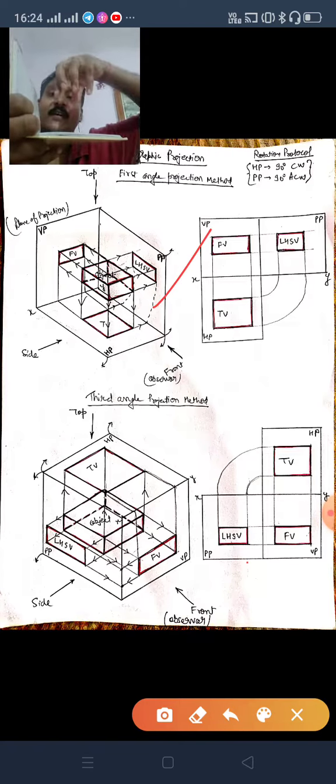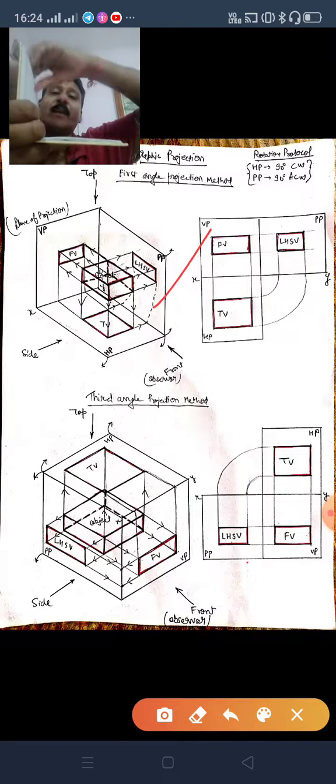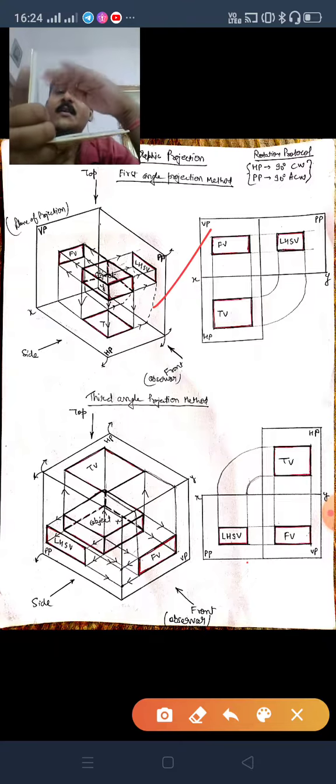This plane of projection is not creating any obstacle in seeing this object, because you are standing here and the object is here. The object is in between the observer and the plane of projection, isn't it? So that's why there is no need of making this plane of projection transparent. You can make it opaque also.